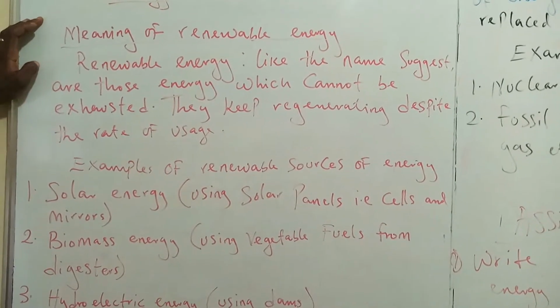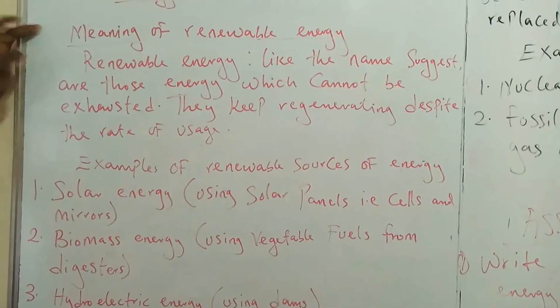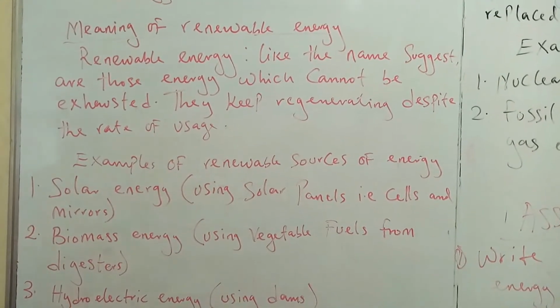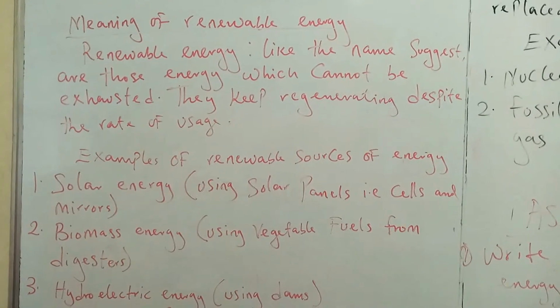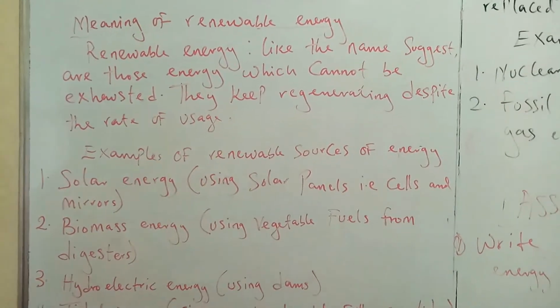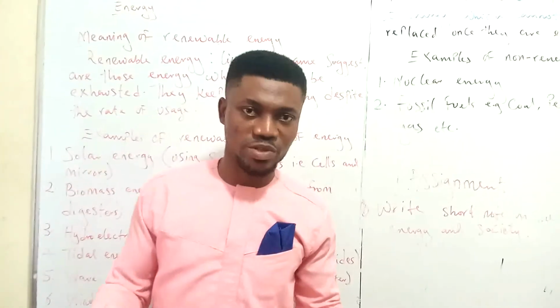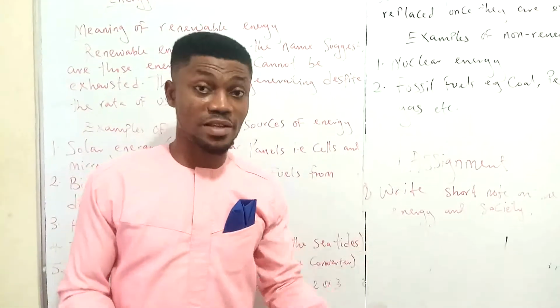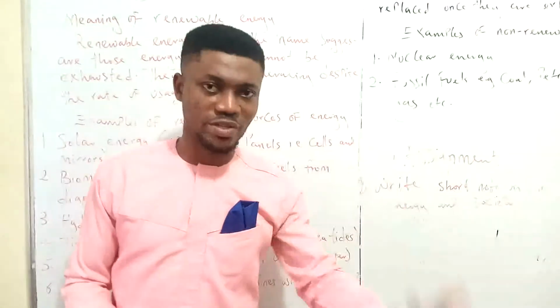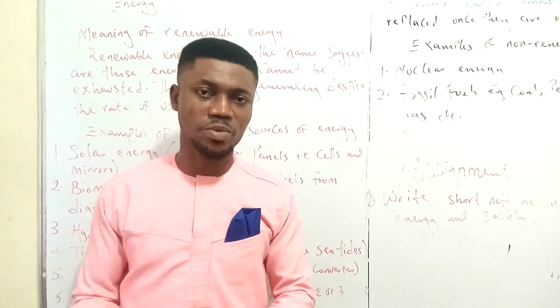Just as the name suggests, renewable energy are those energy which cannot be exhausted. Renewable energy are those energy that keep regenerating. Despite its use, as you keep on using the energy, it keeps on regenerating. It cannot be exhausted. That is a renewable energy.